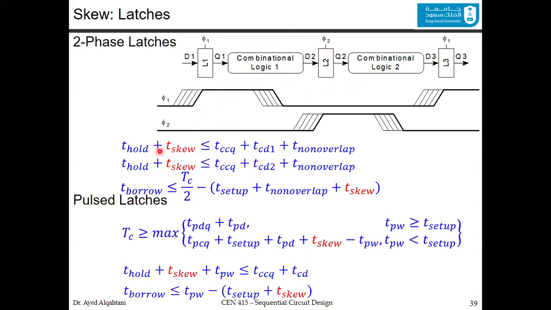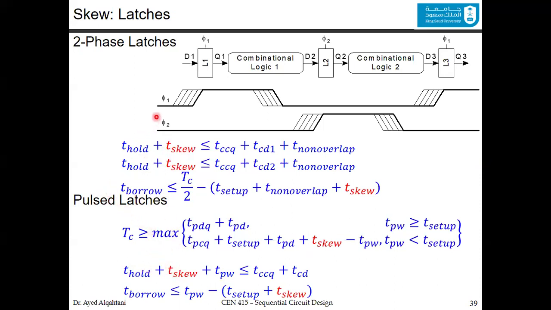But for the holding constraint, you add the skew with the holding time. Similarly, for the pulse latches, in the holding constraint, the skew is always added with the hold. You can check also the edge trigger. You will find always in the holding constraint, the skew is part of the holding. You add it with the hold.